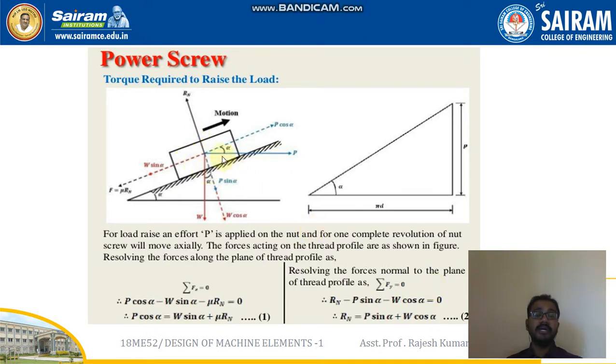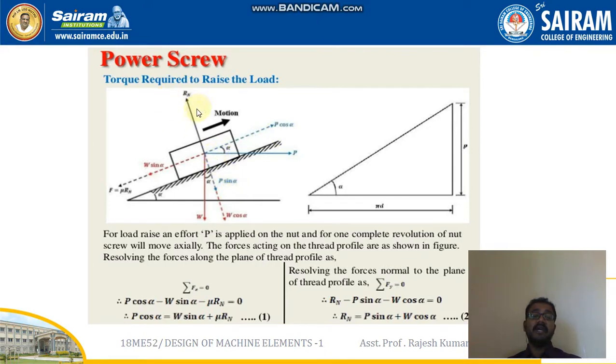You can see when this force is applied, there will be a mu Rn, the frictional reaction force, in the opposite direction because the load tends to move under gravity. So there will be a frictional resistance force, mu Rn. Since this P is applied in the x direction, it should be inclined to the axis of the load. So that is P cos alpha, and the other side will be P sin alpha.